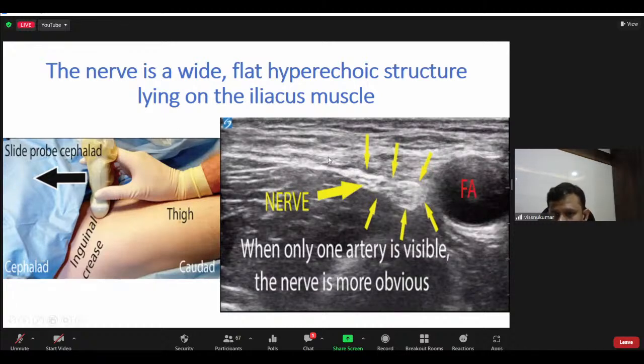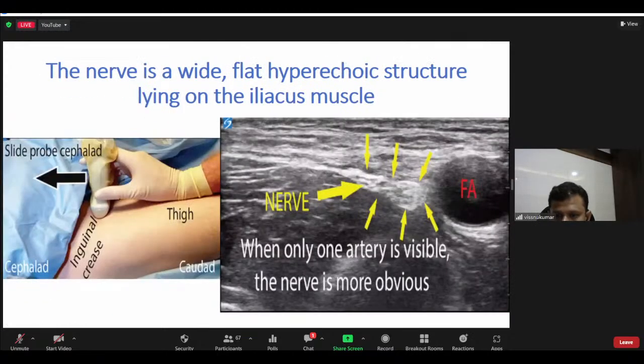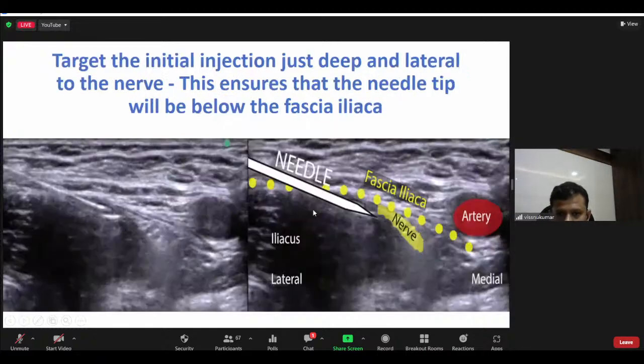Now, 2 important things: you have to cross the fascia iliaca and make sure that you are going to deposit the drug here. If you just bring the needle and keep the needle here, and give your drug, the femoral nerve block is not going to happen. And the big muscle which is present below the femoral nerve is nothing but the iliacus muscle. Now, see here, this is the needle and here you have the femoral nerve.